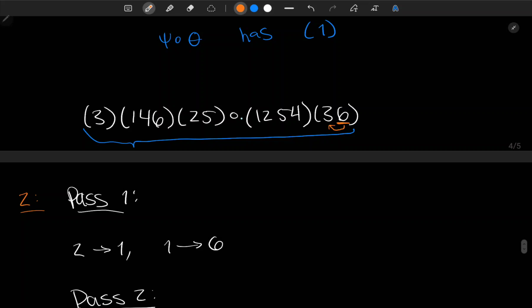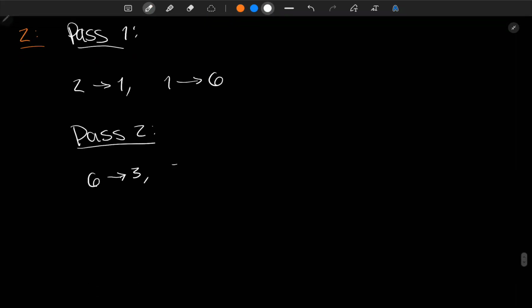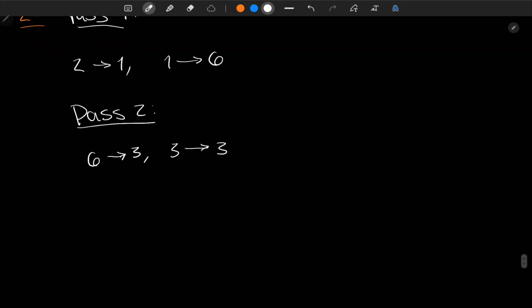And then we go to the left, and we find the 3. So we say that 3 gets mapped to itself. So we say 3 gets mapped to 3. Although we have 3 going to 3, 6 is not equal to 3. So we still haven't closed the loop. So we have to go through a third time.